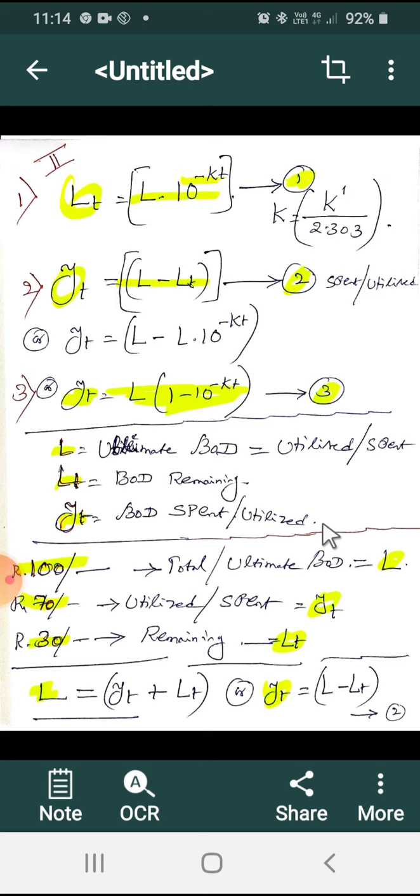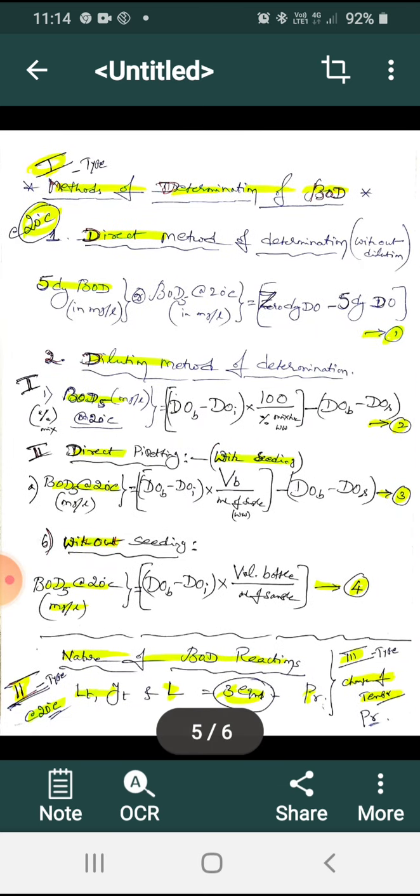By knowing these 3 parameters, we have 3 equations. You have to use these 3 equations continuously in the determination of BOD. This method of determination is called the nature of BOD reactions. All these equations come under 20 degrees centigrade, since BOD determination is at 20 degrees centigrade. Now, for temperatures other than 20 degrees centigrade, what do we do?